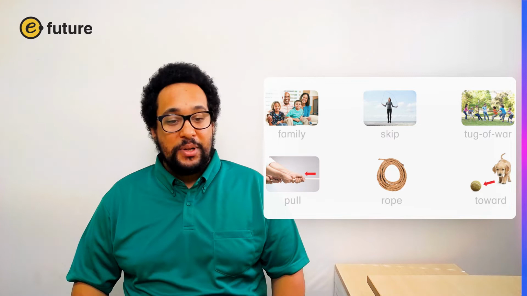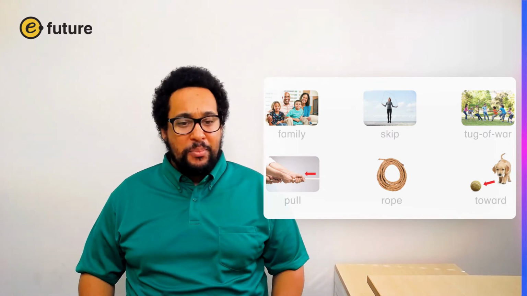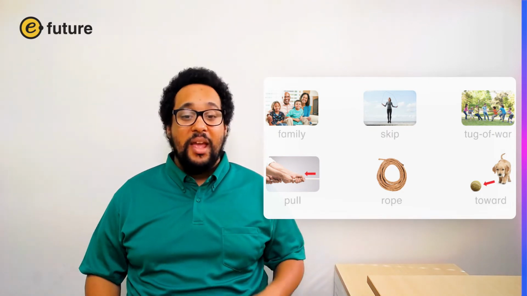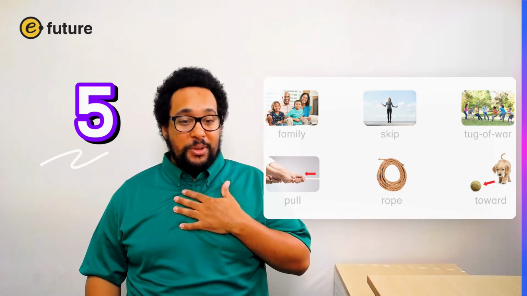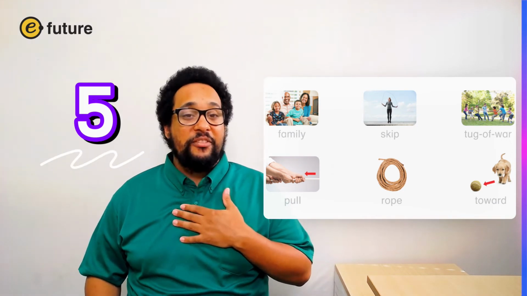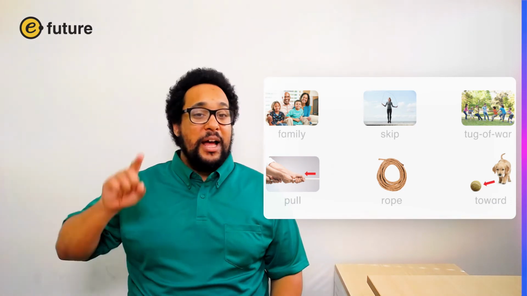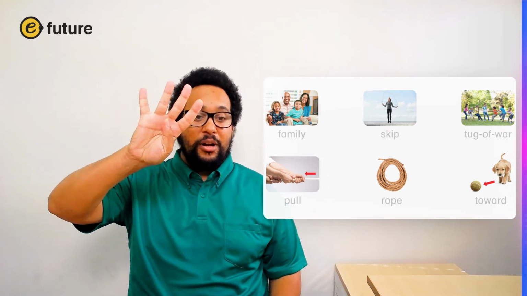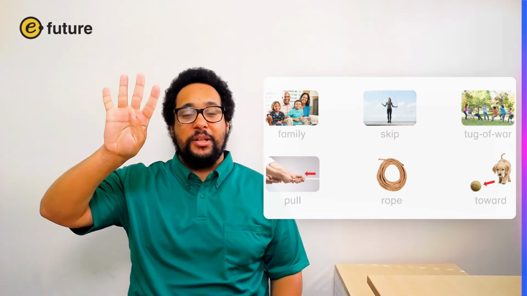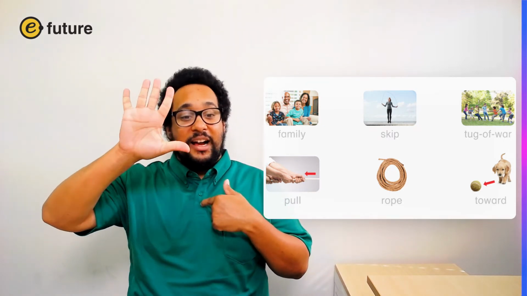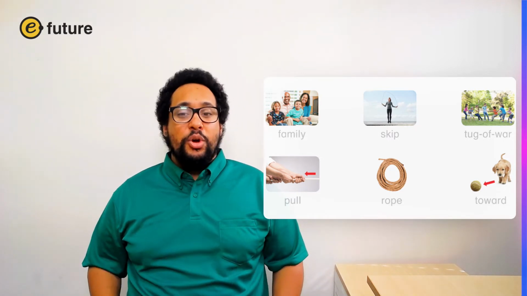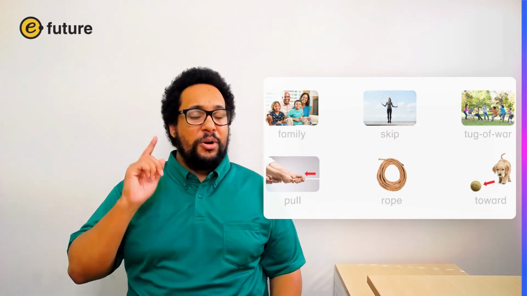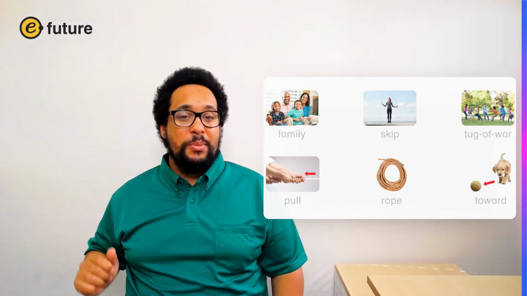Let's talk about the first one, family. How many members are in your family? How many people are in your family? I have 5 people in my family. My dad, my mom, and 2 sisters. So that's 4. Who is the 5th member of my family? It's me. I'm the 5th member of my family. So, how many people are in your family? Tell your partner, but also tell your partner who those people are.